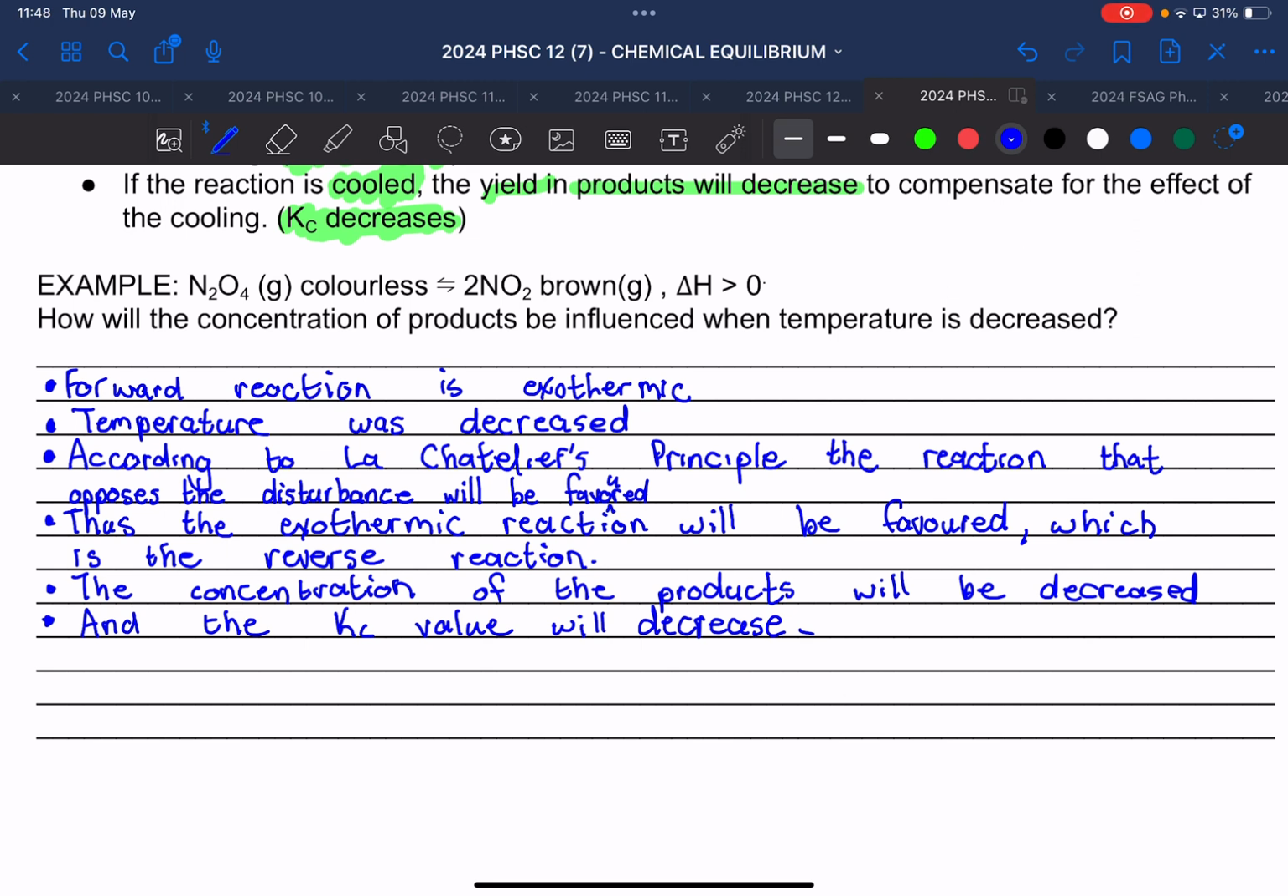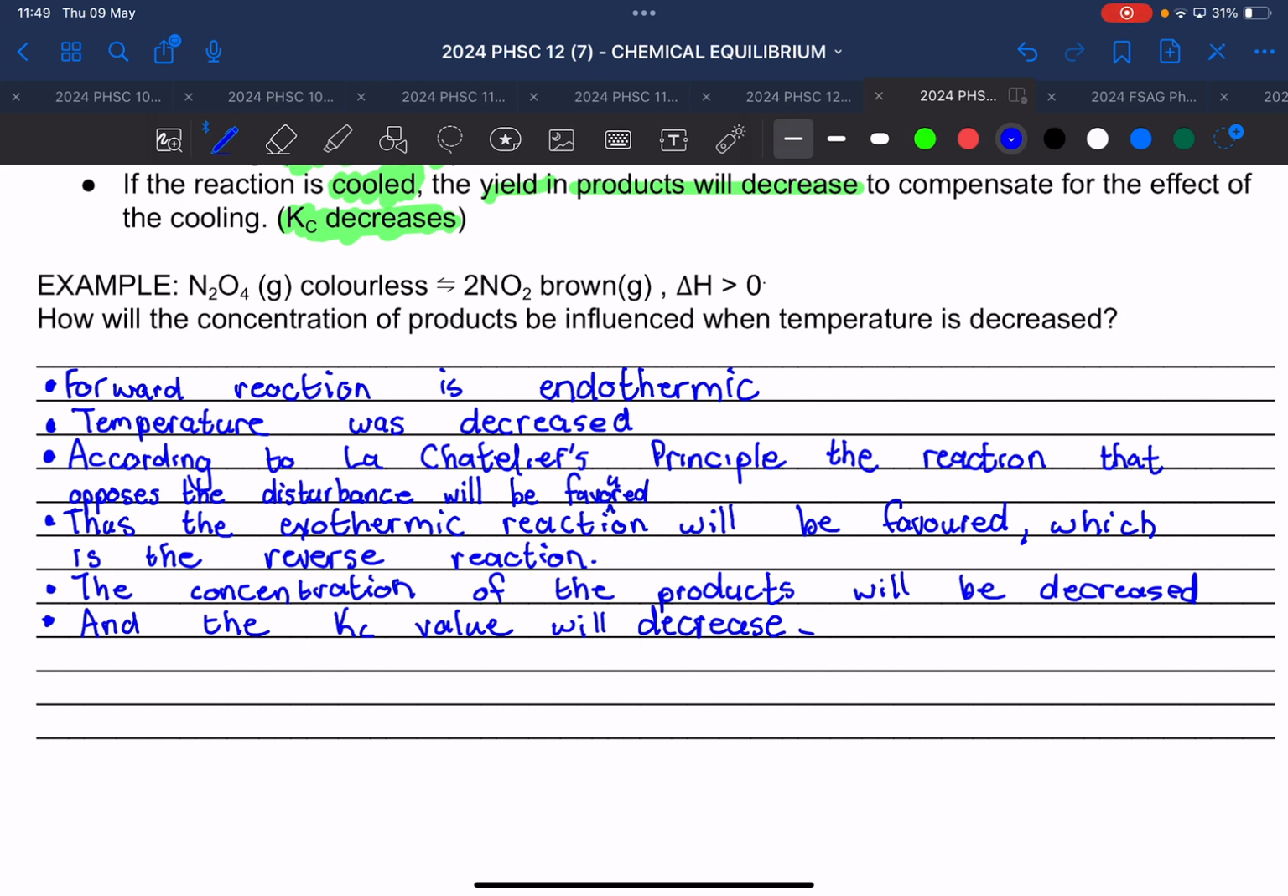Did I write exothermic? I did. Ah, you went wrong. It was me all along. It's endothermic. But the rest I think will be right. Oh, no, never mind.